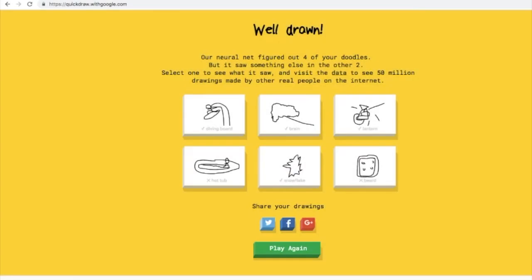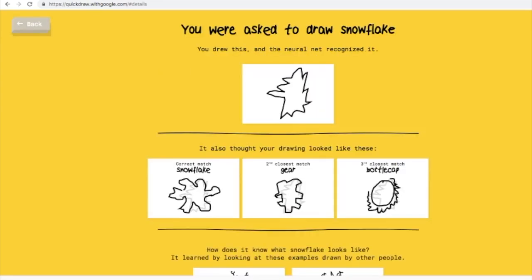I got the brain right. The diving board right. I don't know how I got that one right. I got the lantern, but the others were wrong. Look how many people got that right. He tried to get gear, but he failed. That's actually perfect.